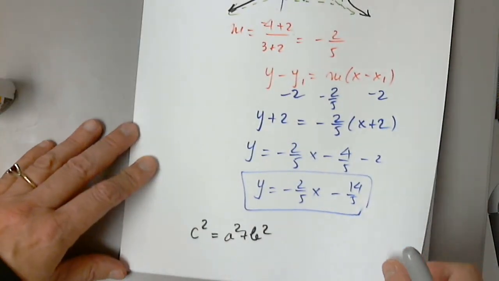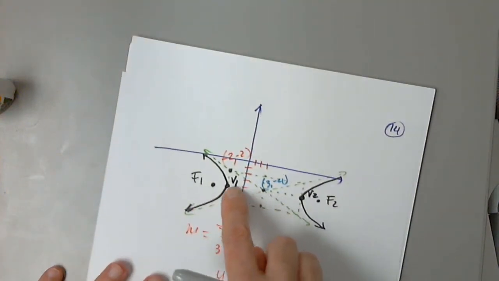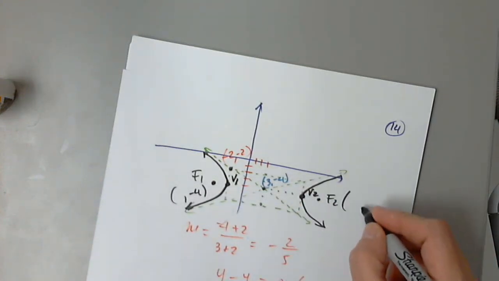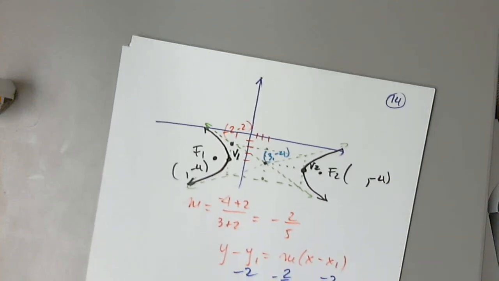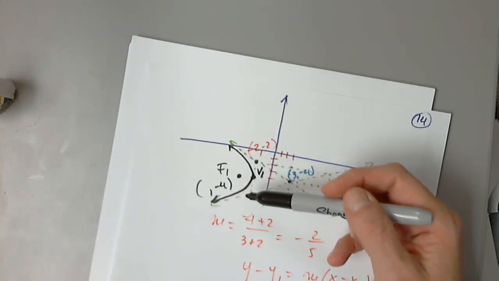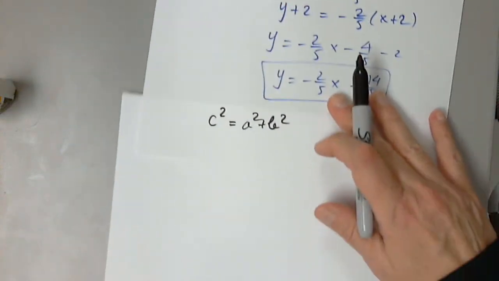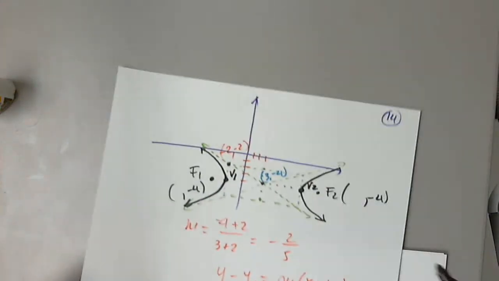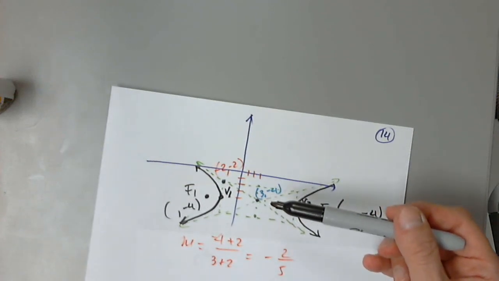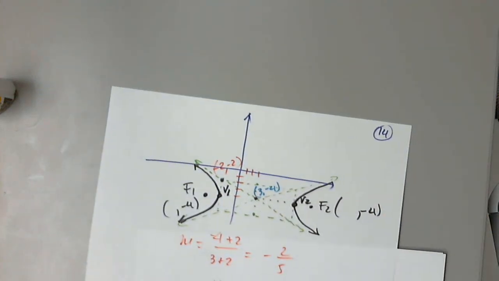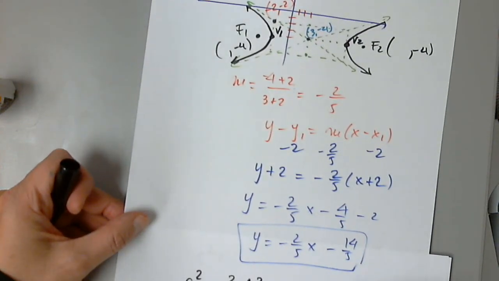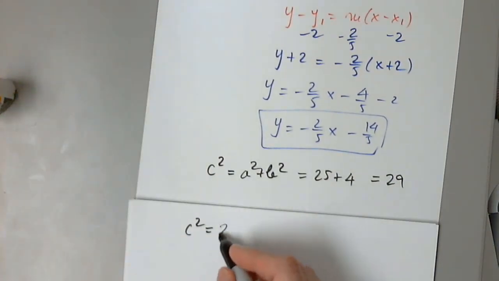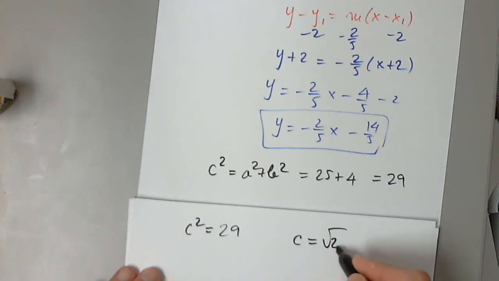Okay. So obviously the y coordinate, the height has to be the same, which is negative 4. No question there. And we just have to determine C. So where it is. But we have to find C. So C squared equals a squared plus b squared. So c squared, what was a? A was 5, b was 2. So 25 plus 4. So this is 29. So then C equals the square root of 29.